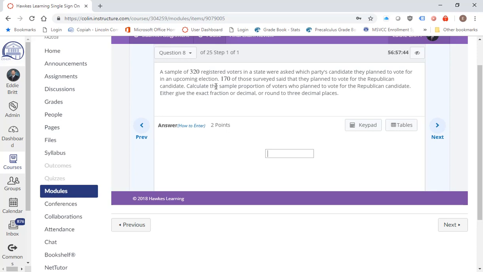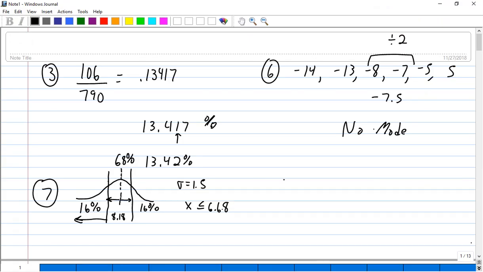All right, this is a simple proportion problem. We want to know the proportion of voters who plan to vote for the Republican candidate. It says there's 320 total, and 170 said they plan to vote Republican. So you'd say 170 divided by 320. That's your answer. 170 divided by 320, or 17 divided by 32. You can put in that fraction, or if you divide and round to 3 decimal places, I believe you get 0.531.